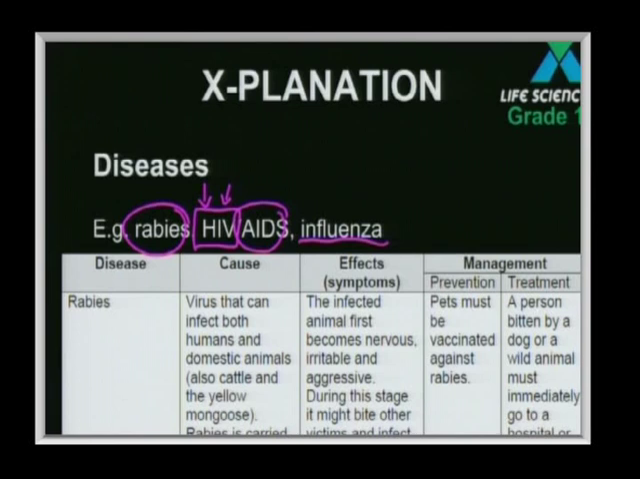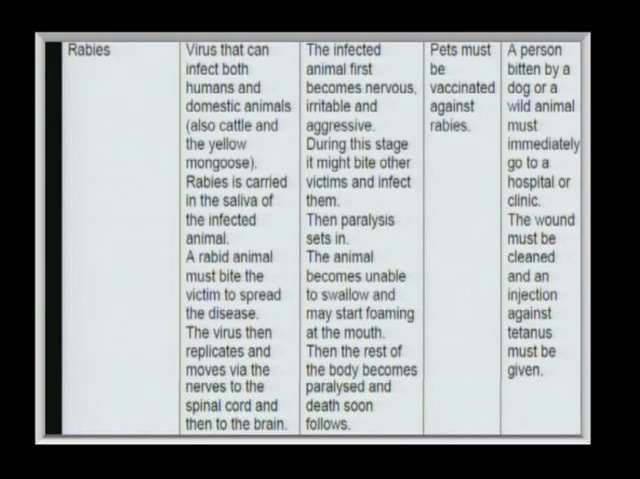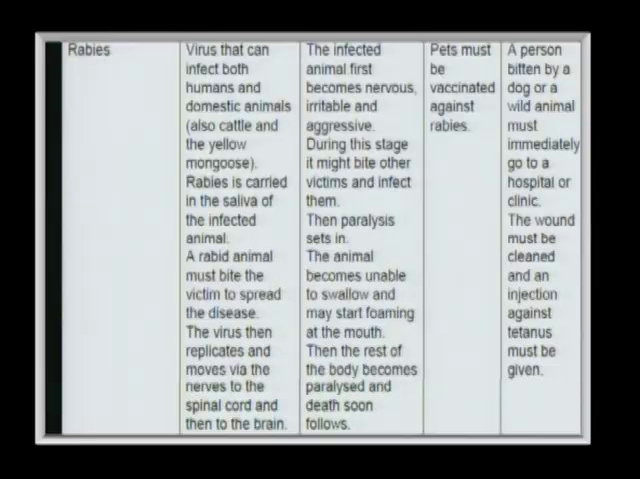Rabies is a virus that has quite a large range of hosts. It can affect humans, domestic animals, wild animals such as the mongoose, and it has a rather nasty effect on an organism's body. Rabies is carried in the saliva of an animal that is infected. This means that the rabies virus can only be transmitted from an animal that has it to a new host by means of a bite.